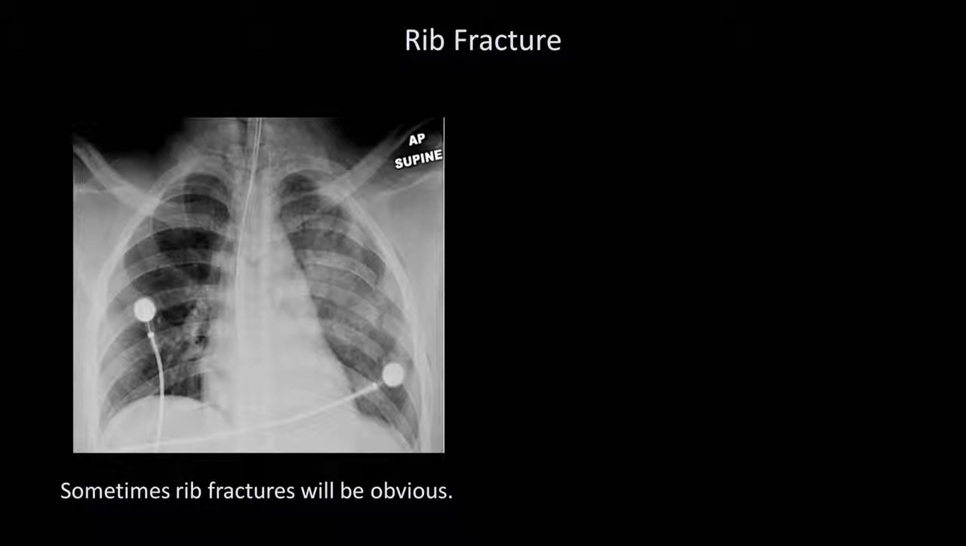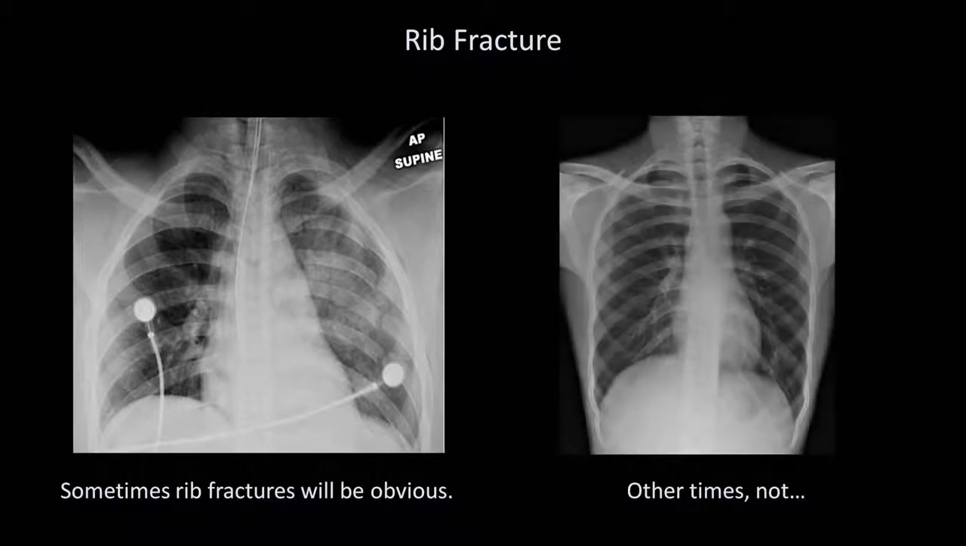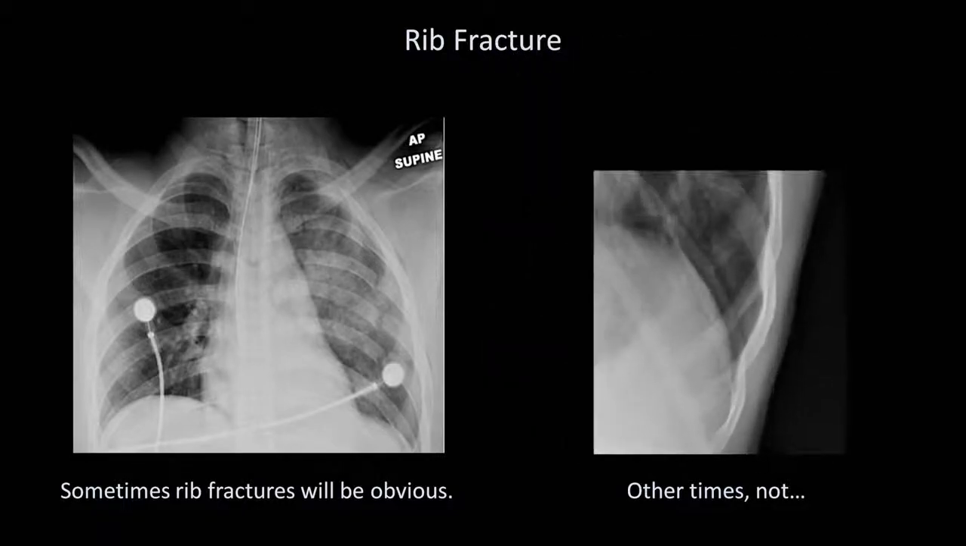Other times, however, a rib fracture may not be obvious. This example will be much harder to see, and it is probably invisible unless we zoom way in here. Unless we were given a history of left-sided chest pain after a fall, a fracture this subtle would probably be missed by the interpretation.